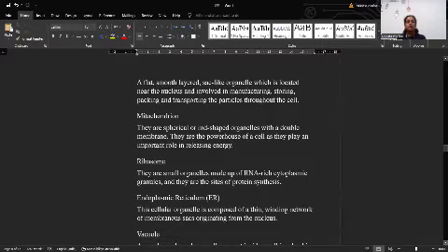Mitochondrion. They are pedicle or rod-shaped organelles with a double membrane. They are the powerhouse of a cell as they play an important role in releasing energy. Ribosome. They are small organelles made up of RNA-rich cytoplasmic granules, and they are the sites of protein synthesis. Endoplasmic reticulum. This cellular organelle is composed of a thin, branching network of membranous sacs originating from the nucleus.